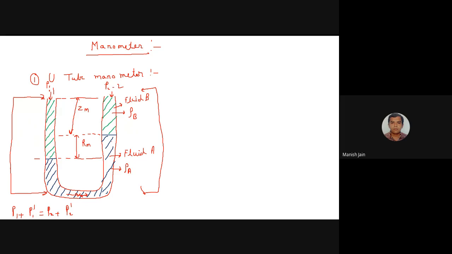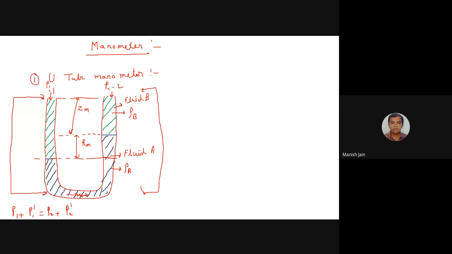Otherwise, fluid starts to move in one direction based on the pressure difference. Because the pressure is equal at this point, the fluid is not moving. Now you can see that from here to here, you have the same fluid, and at this level, in both tubes, you have the same fluid. So below this, the pressure cannot be changed.